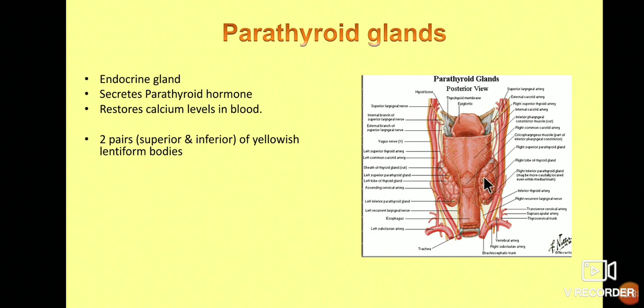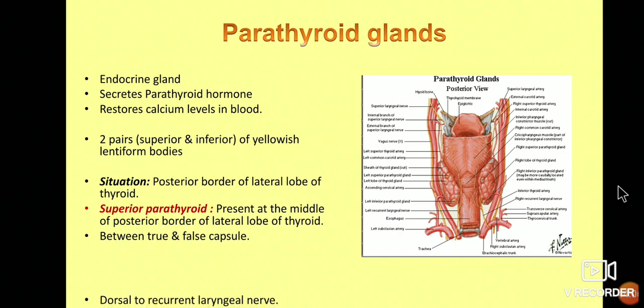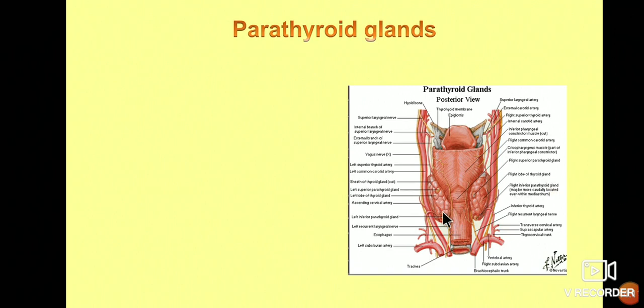The superior parathyroid is mainly situated at the middle of the posterior border of the lobe of the thyroid gland. Middle of the posterior border, mainly you see the superior parathyroid gland. It lies behind the recurrent laryngeal nerve, between the true and the false capsule. Whereas the position of the inferior parathyroid gland is variable.